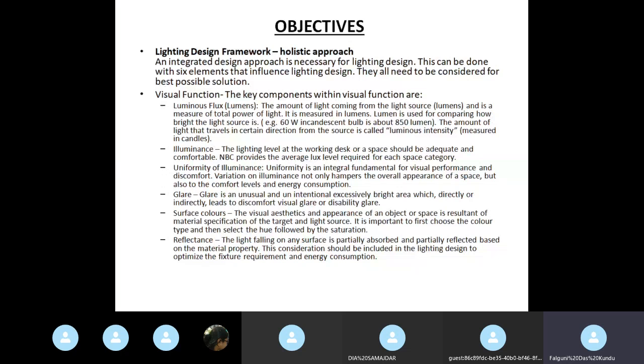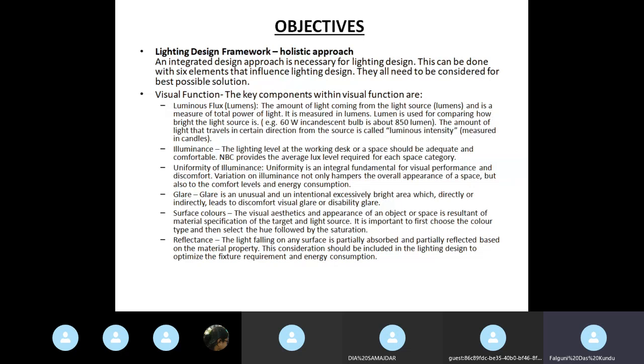So what are the solutions? First is the visual function. What are the key components of the visual function? First one is the luminous flux, which is measured in lumens. The amount of light coming from the light source, that means lumens, is a measure of total power of light. It is measured in lumens.